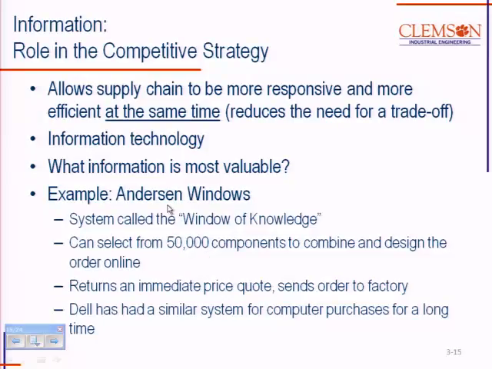There's a couple of different types of examples. Anderson Windows, again from this review and survey in the chapter, has this system called the Window of Knowledge. It basically allows customers and contractors and designers to choose among thousands of components to create their own custom window and make the order online. And when they do that, they immediately get a price quote, and the order gets immediately sent off to the factory. They've basically eliminated a few steps in getting that work initiated.